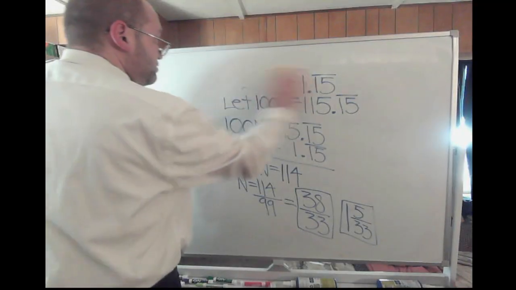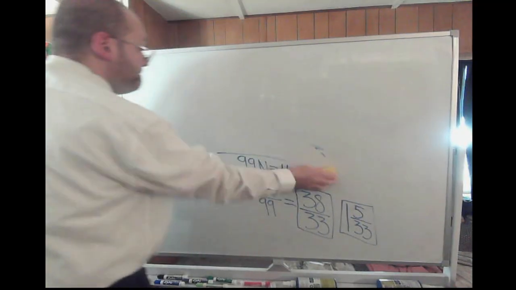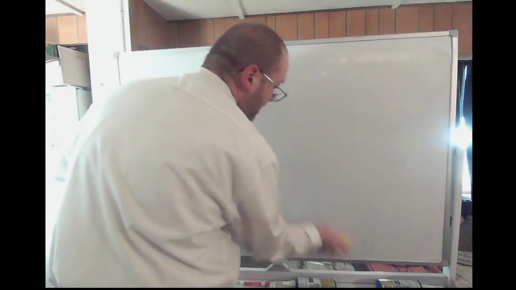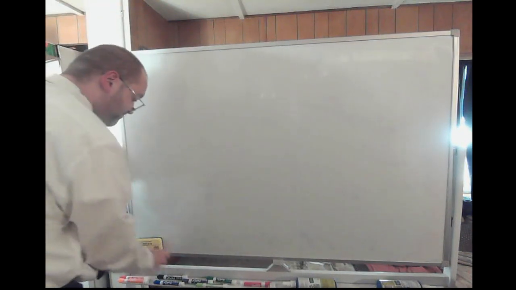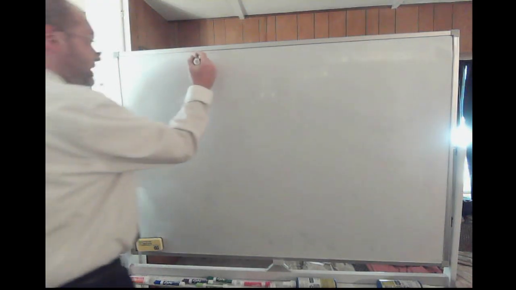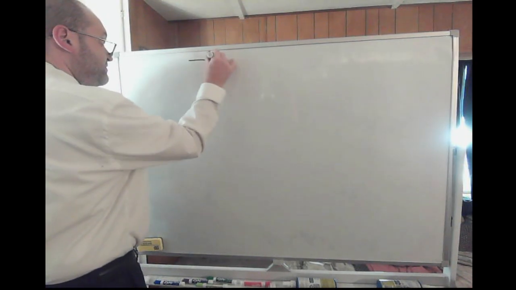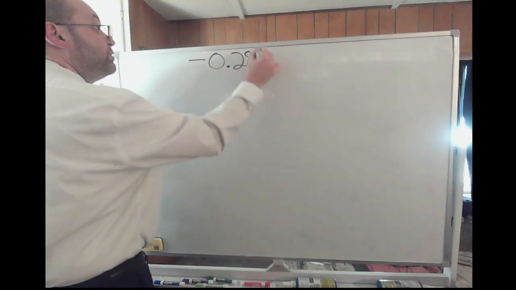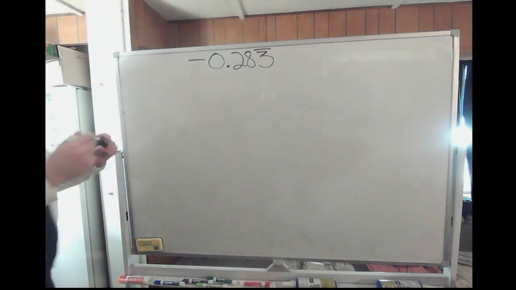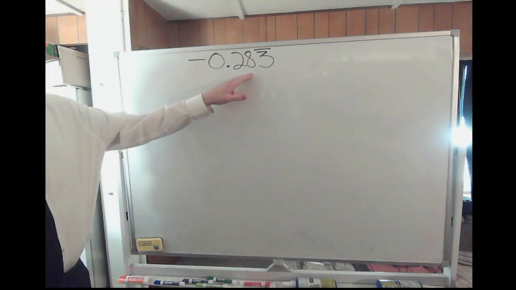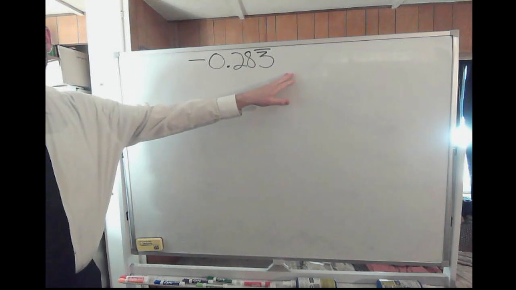All right, let's move on to a bit of a harder one here. So, what is one to do if you're given one like this? Negative 0.28, but only the 3 is repeating. What do we do in that situation? So we have negative 0.28, only the 3 is repeating.